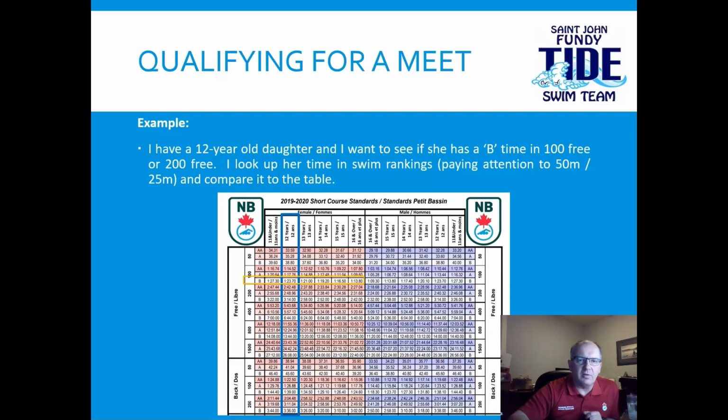Similarly, if I wanted to look at the 200 free, I'd look at the 200. Again, it's within the freestyle grouping. You can see the back down below in this table. It's within the freestyle grouping, 200, and again, there's the B. So it's the intersection of these two boxes. In this case, it's 3 minutes and 14 seconds. So if her time from swim rankings is faster than 3 minutes and 14 seconds, then she has achieved a B time.